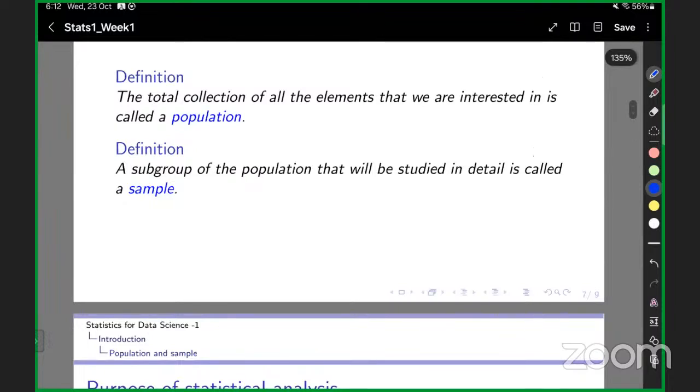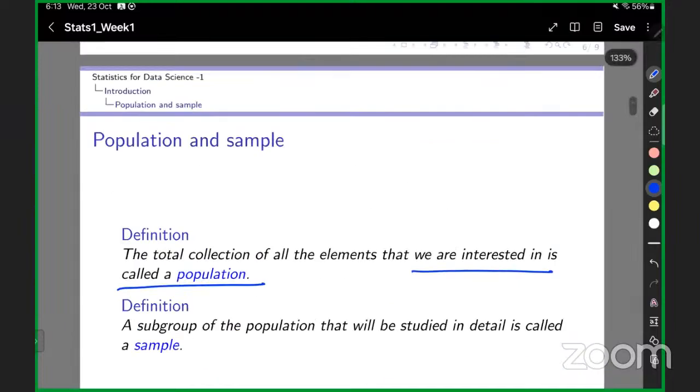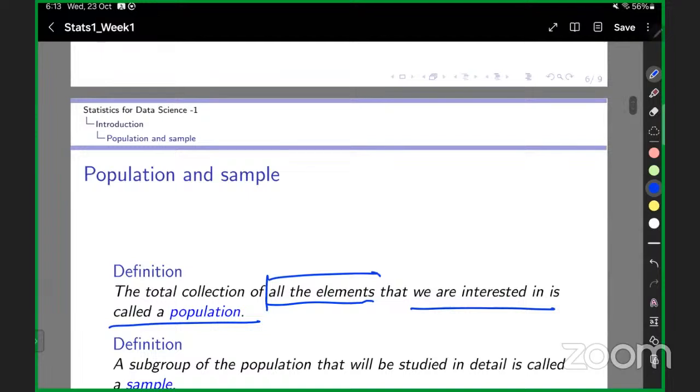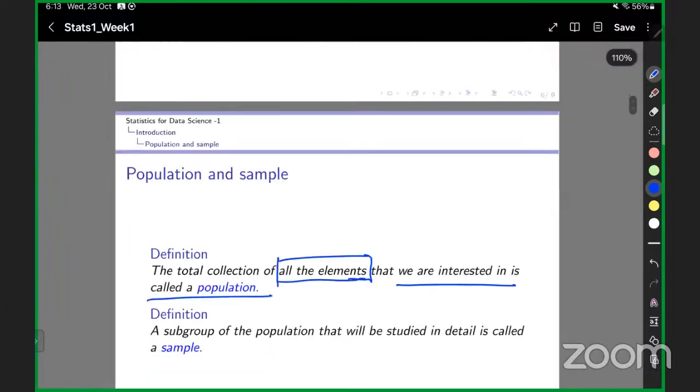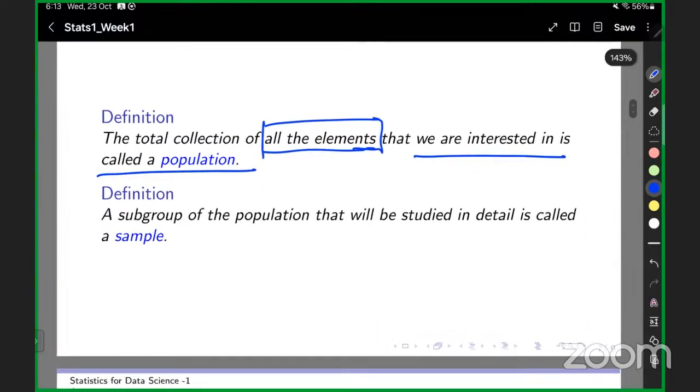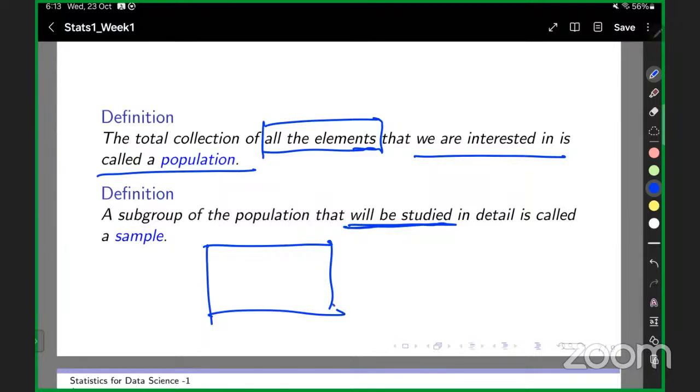Population is the total collection of all the elements that we are interested in. This is the main key: all the elements we are interested in is called the population. Here, houses in Tamil Nadu, Tamil Nadu is a state of India. In that, all the houses are the population. And when we take a subgroup of the population that will be studied in detail, it is called a sample. So let's say all the houses are this in Tamil Nadu.